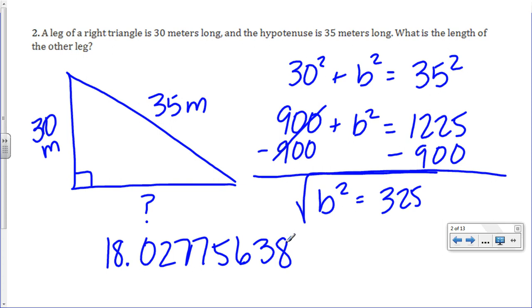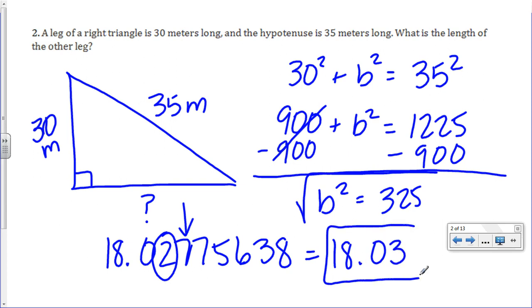In this case, what I would do is round to the nearest hundredths. So I would round it to 18.03. I wouldn't round it to the nearest whole number. Never round to the nearest whole number unless you are told to. For this problem, you would also need to include your units of meters.